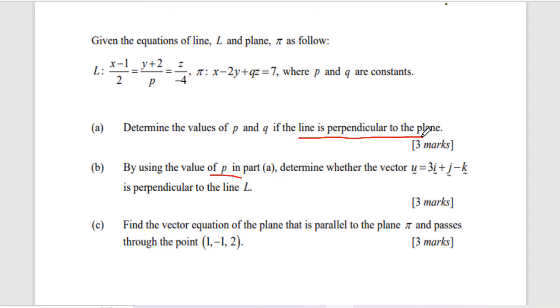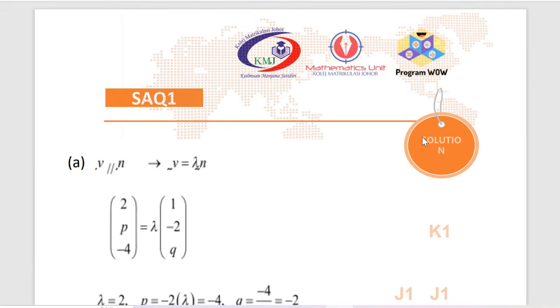And for part C, you need to find the vector equation of the plane that is parallel to the plane pi and passes through point 1, -1, 2. Okay, so look at the solution.